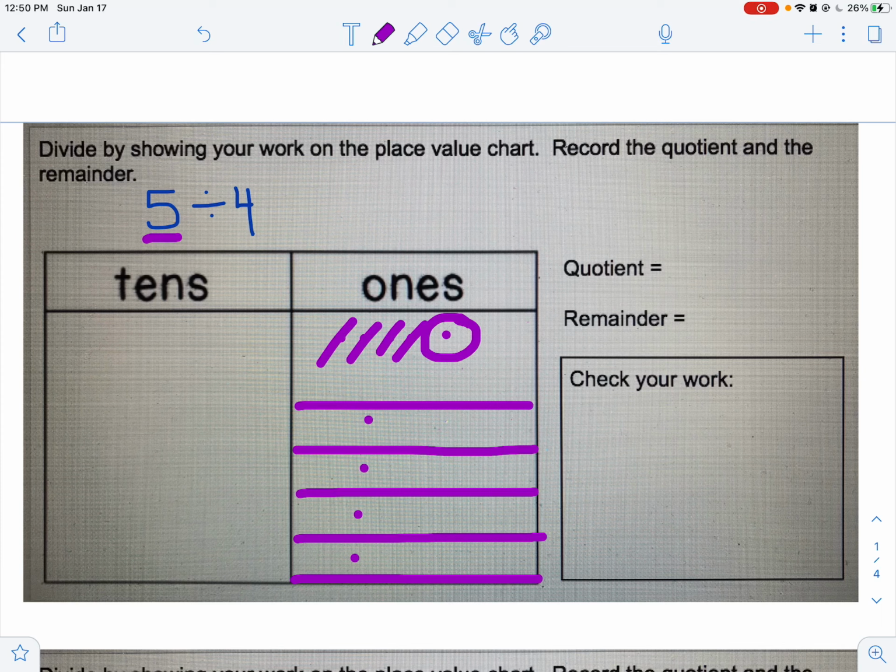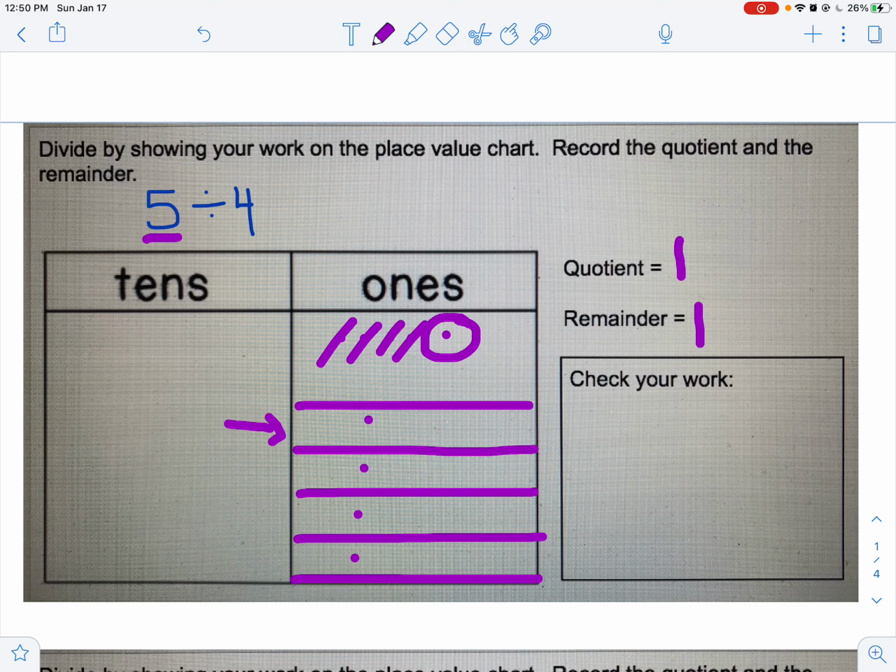If this was 5 cookies divided among 4 kids without having to break the cookie apart or divide it into anything smaller, I can't share that 1 extra cookie. It's a leftover. So my quotient is how many are in each row? Just 1. And my remainder is going to be 1 this time. I have 1 left over.